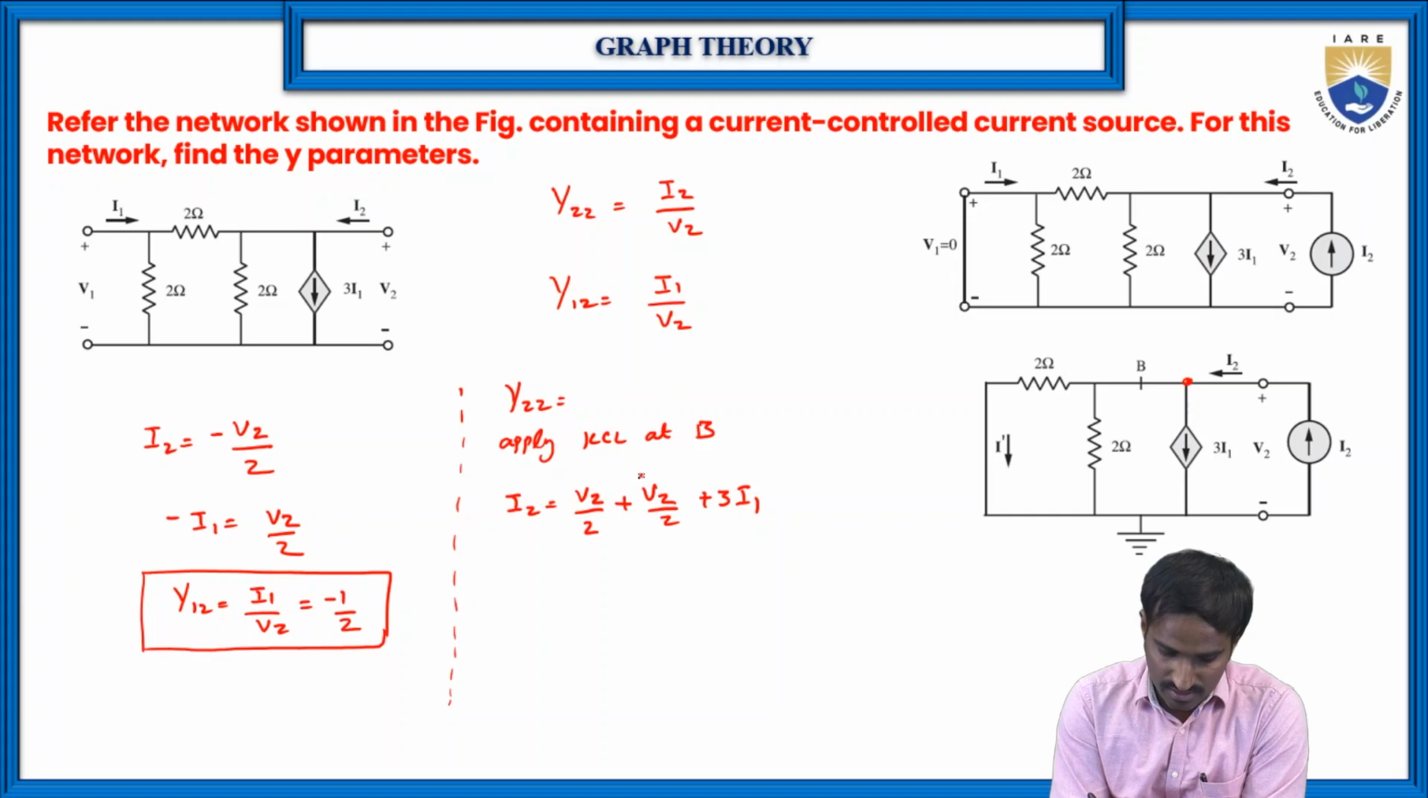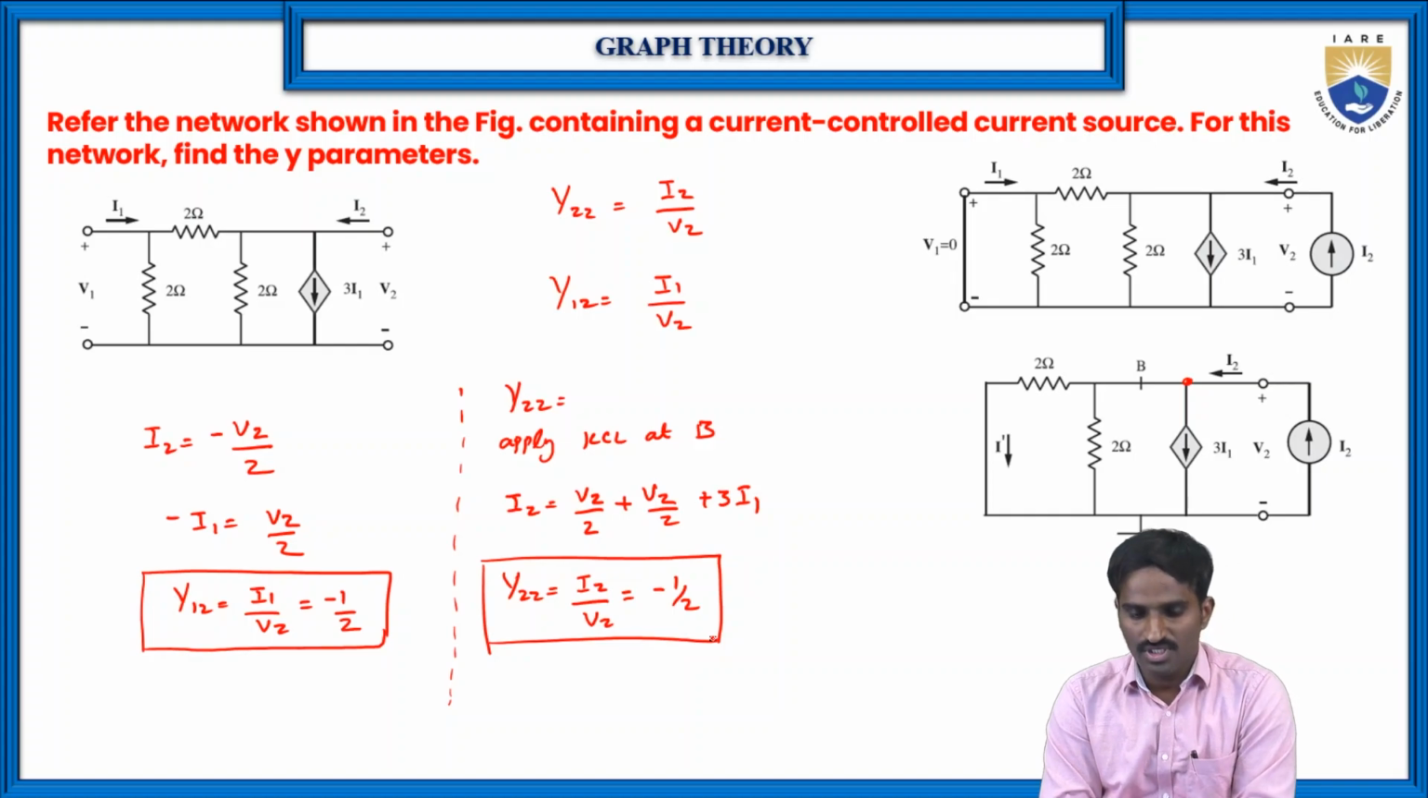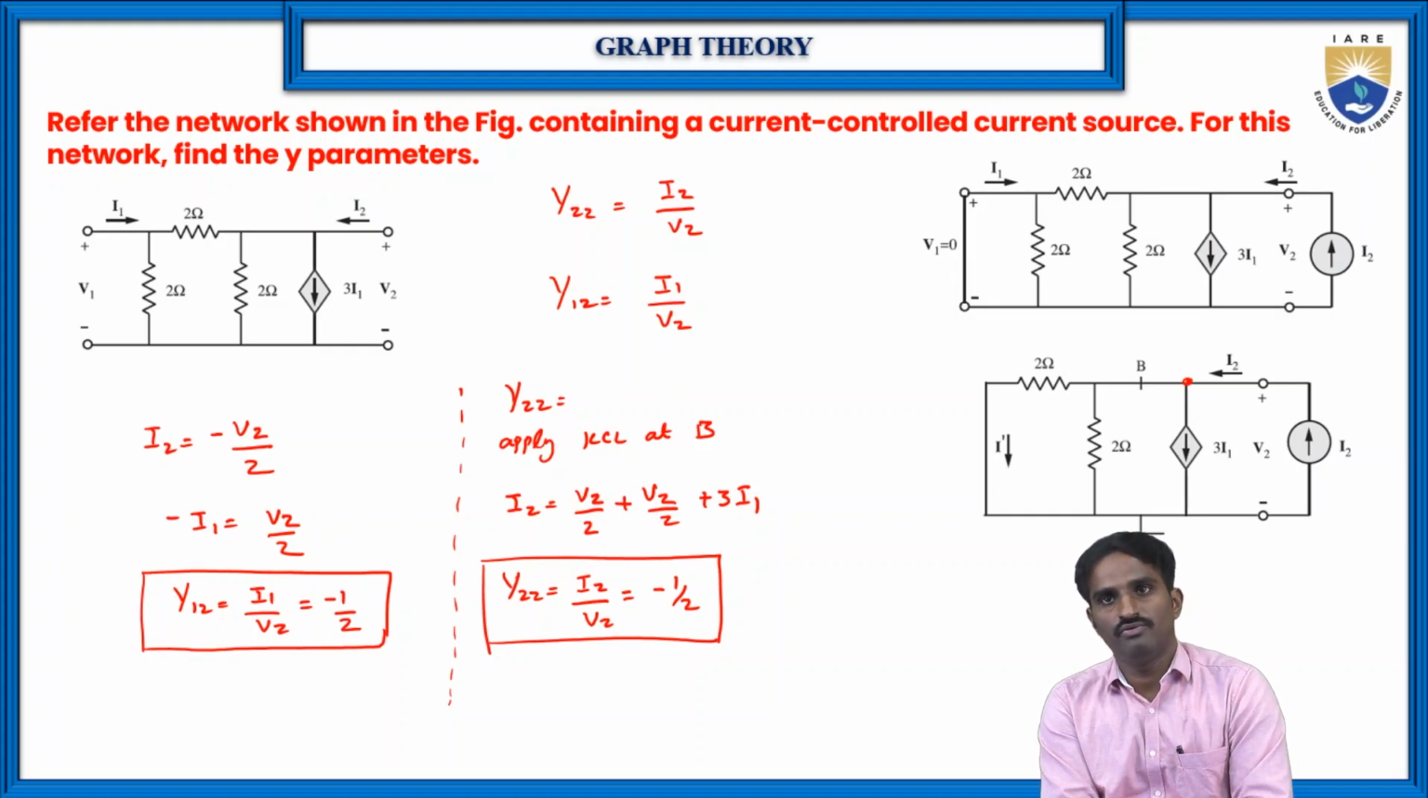So V2 by 2 plus V2 by 2 plus 3 into I1, because all of the leaving currents except I2. Then by simplifying this, we will get finally Y22 is equal to I2 by V2, which is nothing but minus 1 by 2. This is how we can find the value of Y22.